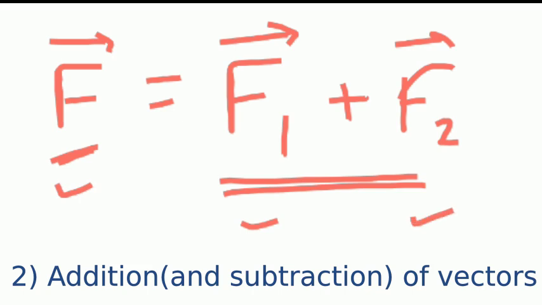We have already discussed this in the first chapter, that we can only add the vectors which have the same dimensions. So we can only add two forces, or we can only add two velocities, but we cannot add force plus velocity. Now we will see two different rules for vector addition. The first one is the triangle law of vector addition.